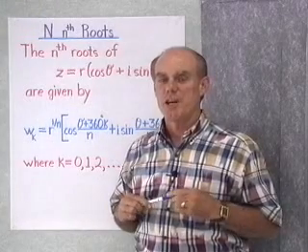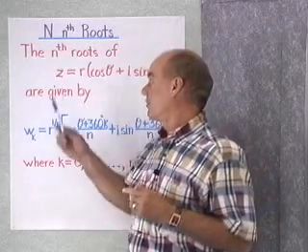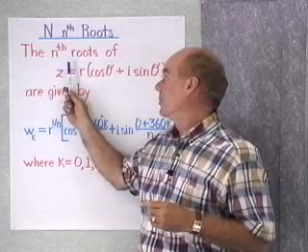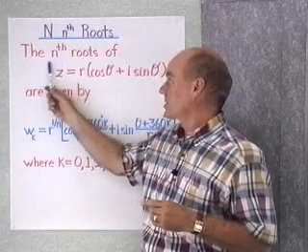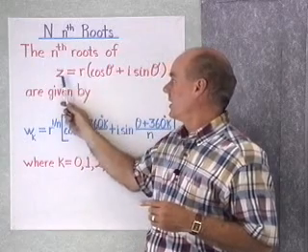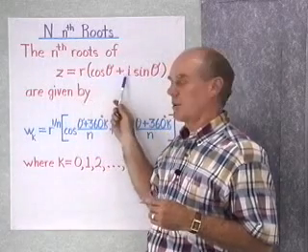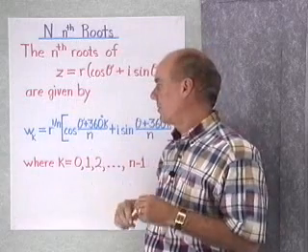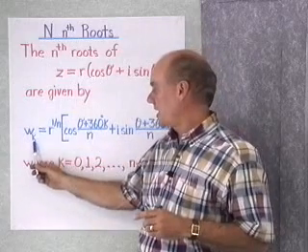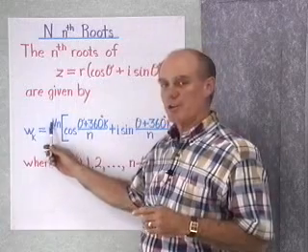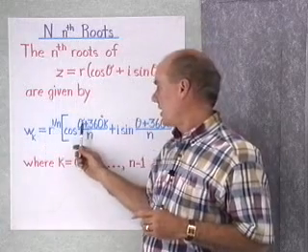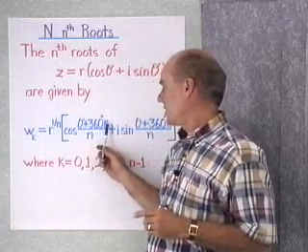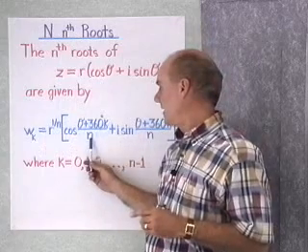Every complex number has n nth roots, and I've written the formula that will give them to us on the board. The nth roots of a complex number z equal r cosine theta plus i sine theta, that is a complex number written in trigonometric form, are given by w sub k equal r to the 1 over n times cosine of (theta plus 360 degrees times k) divided by n.